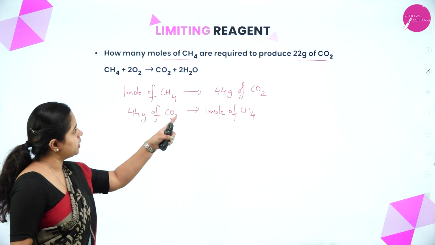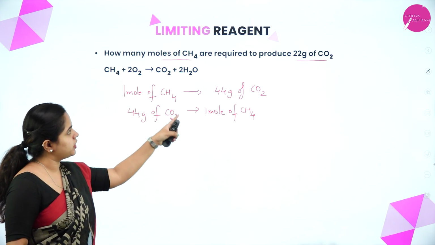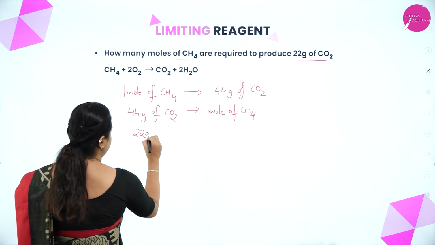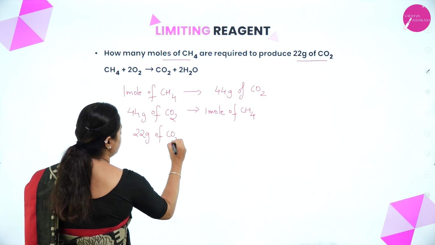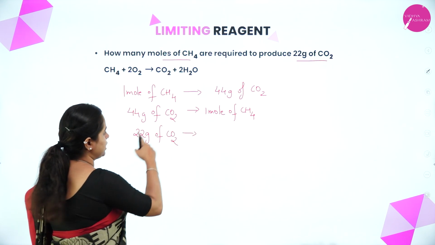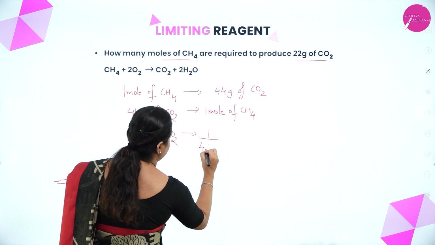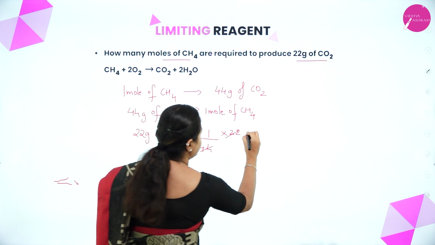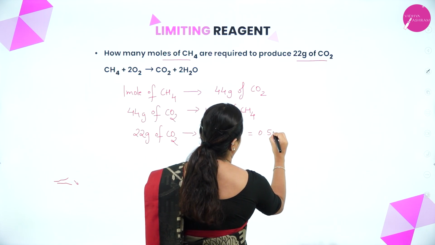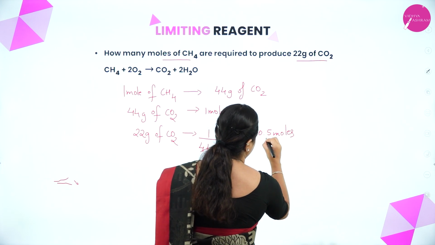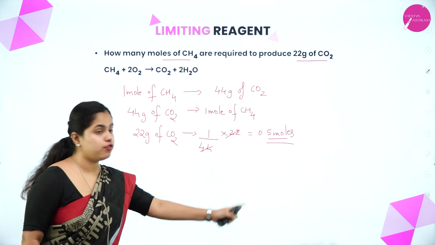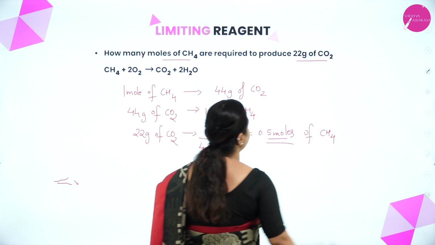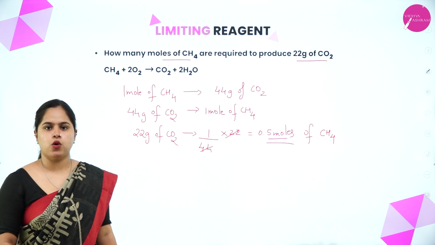Okay. So in the question, we need to find out the number of moles of CH4 that are required to produce 22 gram of CO2. So if I need 22 gram of CO2, what will be the number of moles? It's basic calculation. It will be 1 divided by 44, multiplied by 22. So what will it be? It will be 0.5 moles. So you require 0.5 moles of CH4 to obtain 22 grams of carbon dioxide. I hope it is clear.